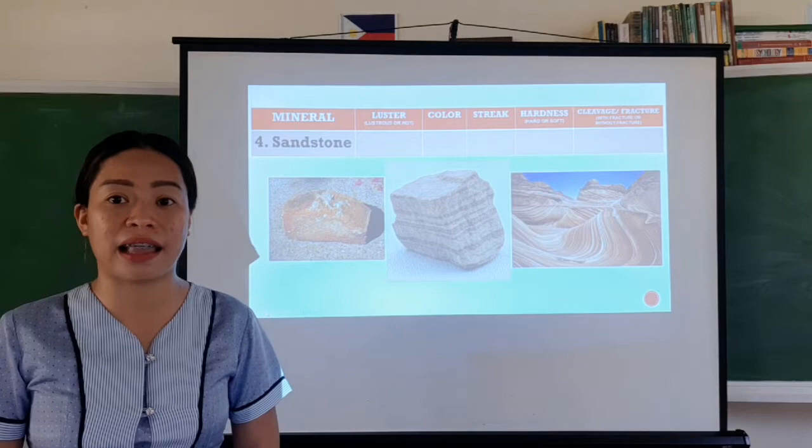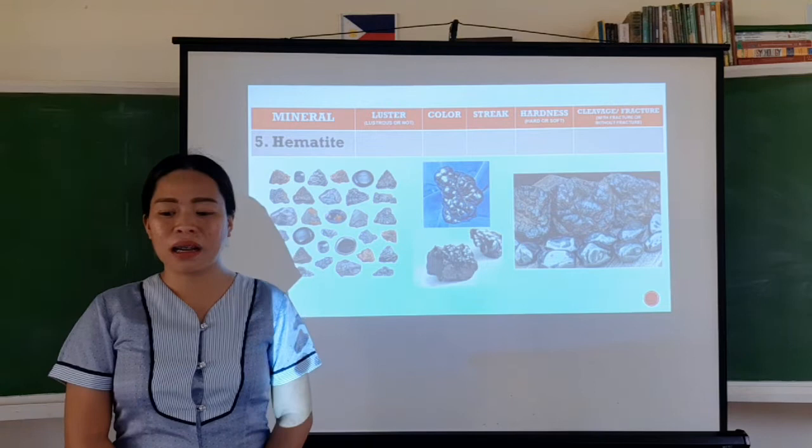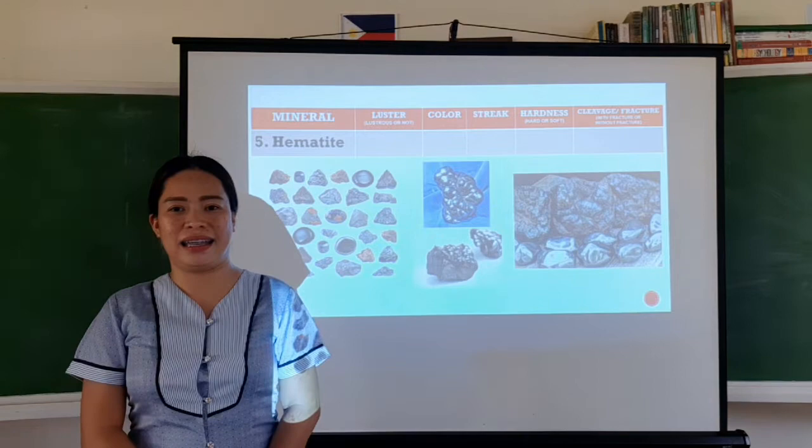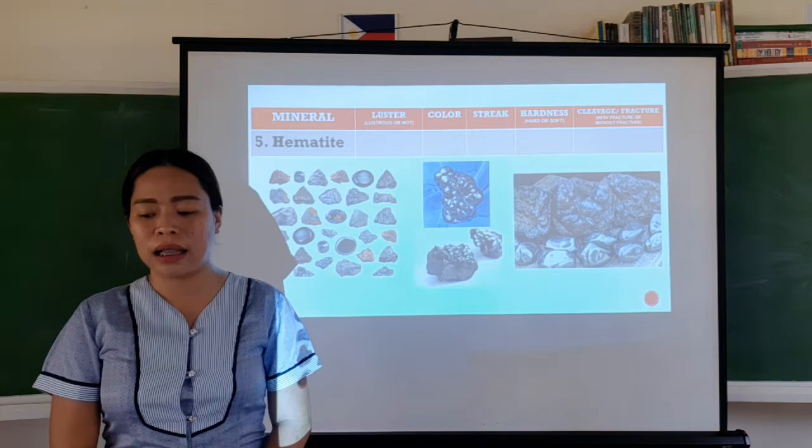And last, number five, we have hematite. It is not lustrous. Color, mostly red to black. Streak, sometimes red. Some hematite, when you drag it across the surface, is color black. It's hard and it also has little fractures, some fractures on its body.